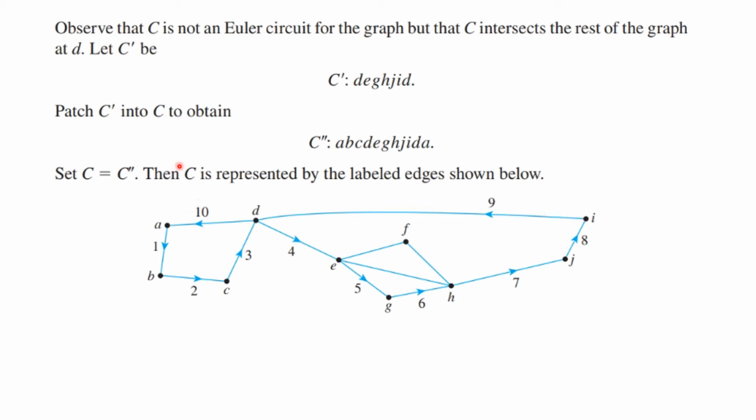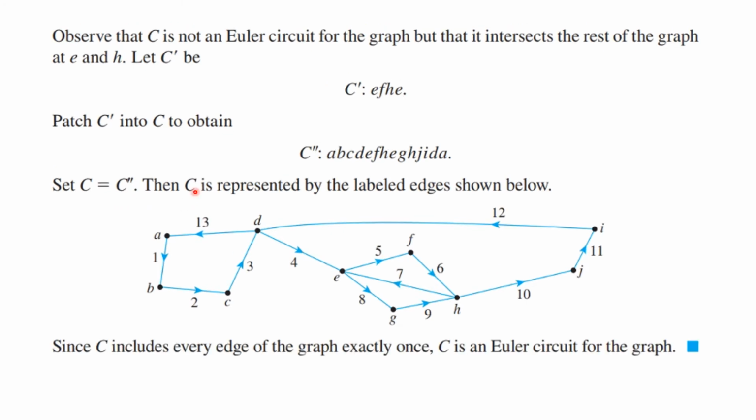So now we have the C double prime. And now we set C equal to C double prime, and C is represented by the edges labeled below. And now the vertex that is in common is E, so we will complete this. And so what we have then is an Euler circuit.